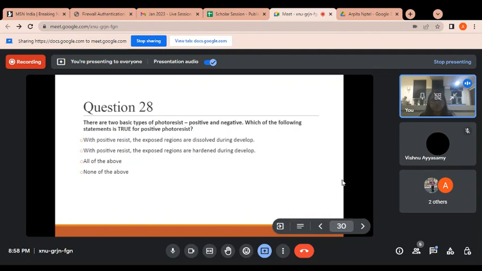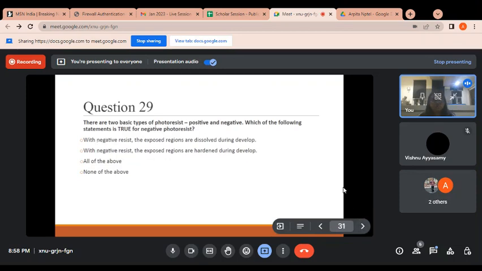So we are moving towards question number 28. There are two basic types of photoresist: positive photoresist and negative photoresist. Which of the following statements is true for positive photoresist? First option: with positive photoresist, the exposed regions are dissolved during the develop. Second option: with positive resist, the exposed regions are hardened during the develop. Third option is all of the above, and the fourth option is none of the above. So which option is the right answer? Option A, ma'am. Yes. So with positive photoresist, the exposed regions are dissolved during the development.